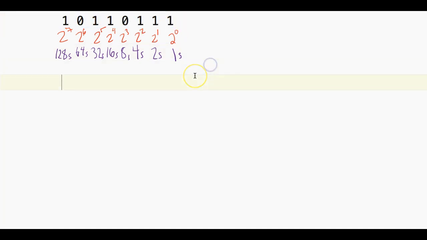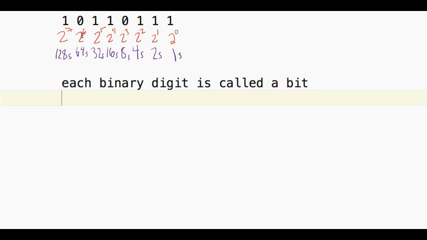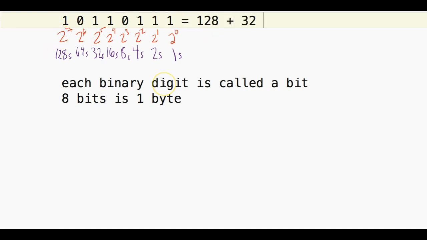These 8 digits here make up what we call 1 byte. So each binary digit is called a bit, and 8 binary digits, or 8 bits, is 1 byte. So in this 1 byte, if we were to calculate it out, we have 128 plus 32. There's no 64, plus 16. There are no 8's. There's a 4. There's a 2. And there's a 1.